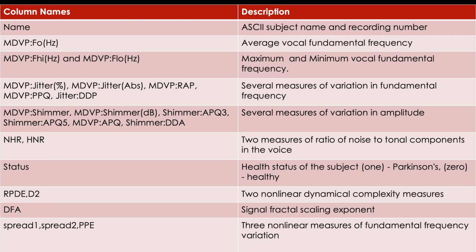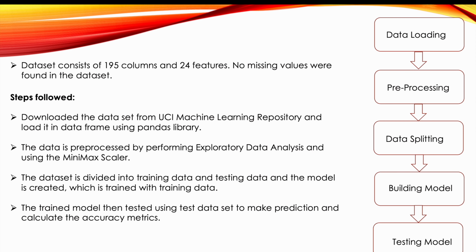And then NHR, HNR. These two features are ratios of noise to tonal components in the voice, and then the status. In this column, we have two values, 1 and 0. 1 describes the person as having Parkinson's, and 0 describes the person as healthy. And then the next two columns are two nonlinear dynamical complexity measures, and then signal fractal scaling exponent, and spread1, spread2, and PPE. These are three nonlinear measures of fundamental frequency variation.